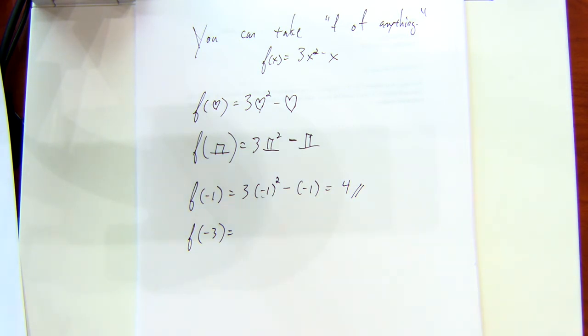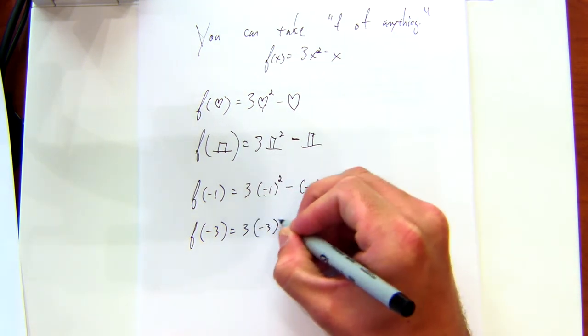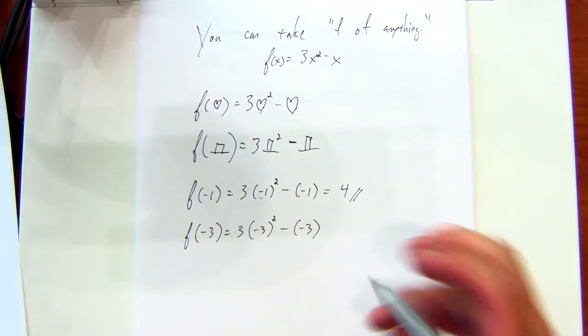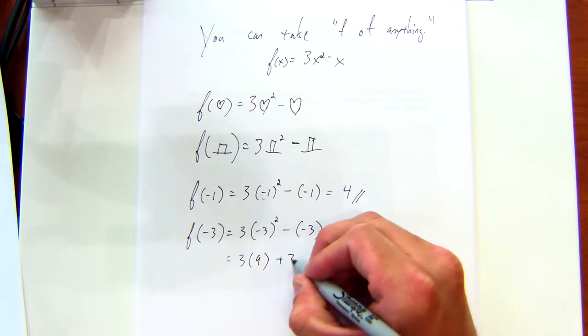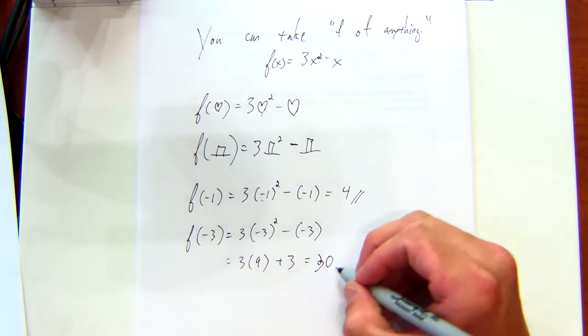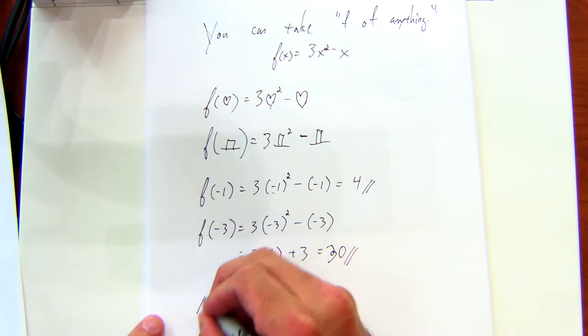What is f of negative 3? 3 times negative 3 squared minus negative 3. So this is 3 times 9 plus 3, so this is equal to 30. How many of you got 30? All right. What about this one?